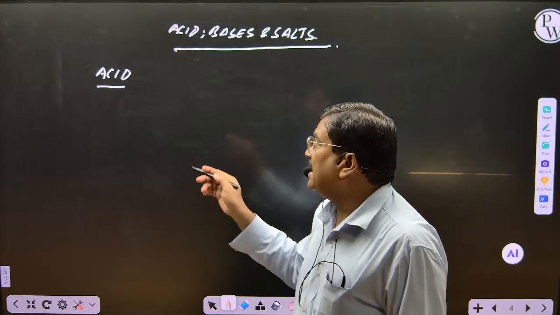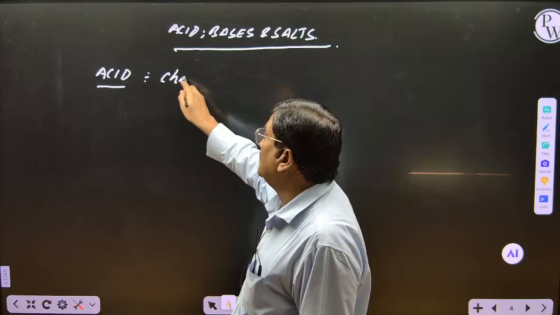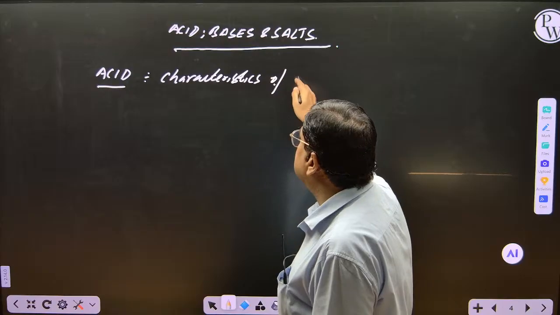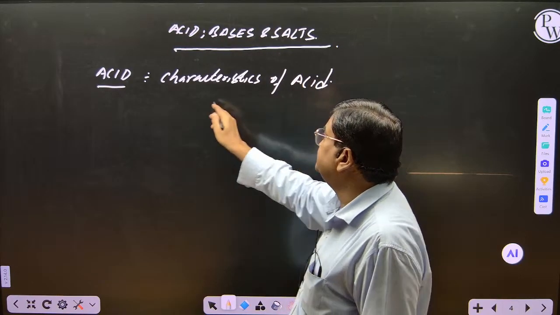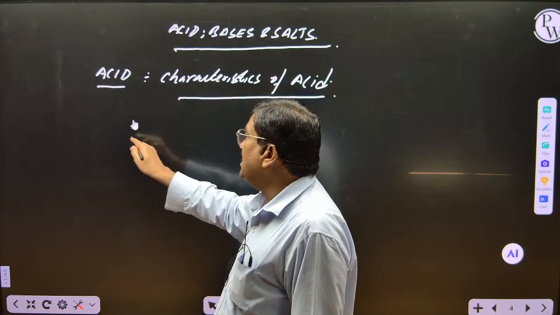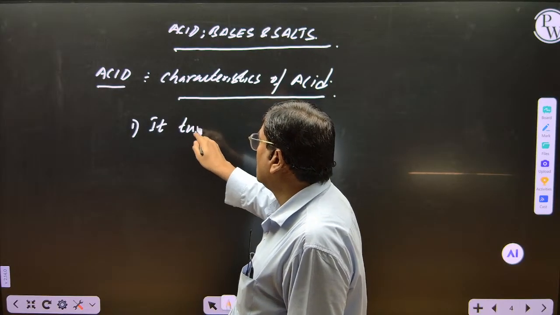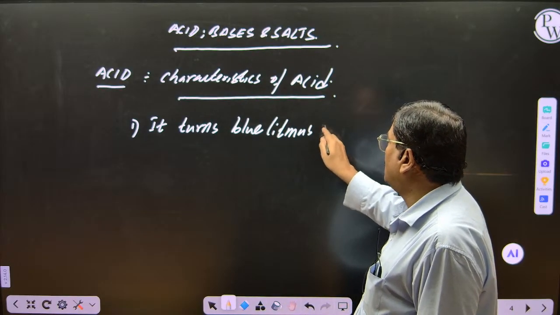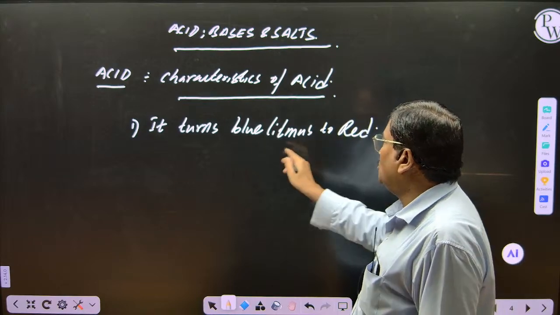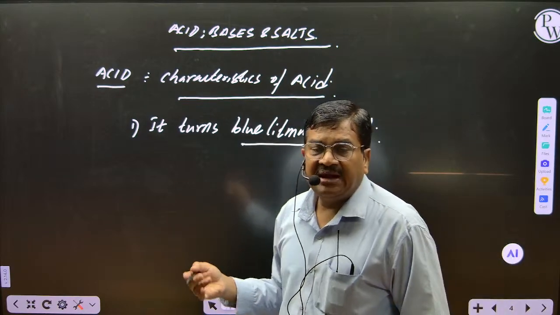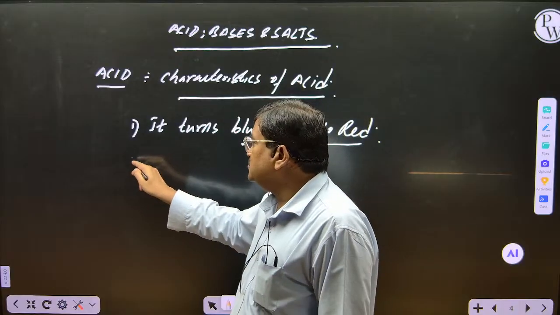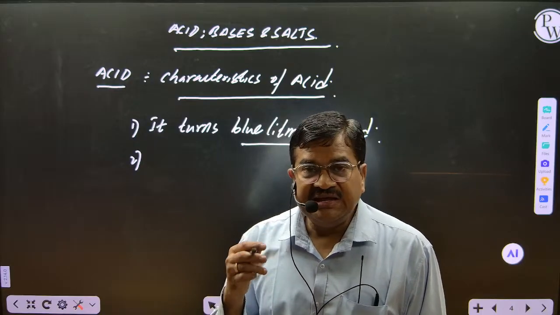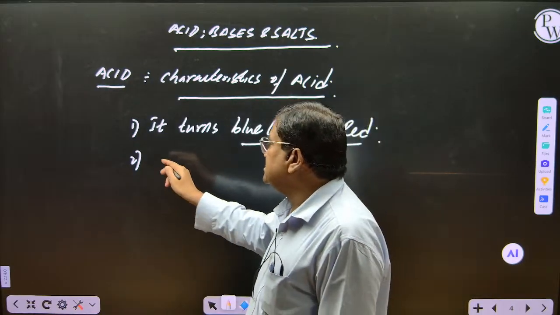So here make a note: characteristics of acid. How do we know it is acid or not? In 10th standard you may know the characteristics of acid. Acid will turn what litmus to what? It turns blue litmus to red. Blue litmus paper will be there in the lab. You will do practicals in second year. And if you check the taste of acid, acid will be sour to taste. Dilute acid you can taste, it will be sour. So it is sour to taste.